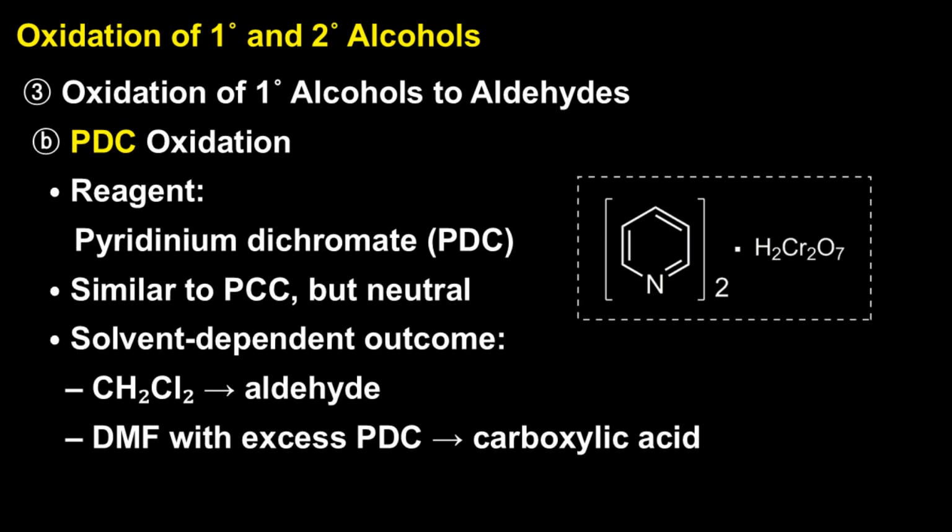Another option is PDC, pyridinium dichromate. It works a lot like PCC, but it's neutral instead of acidic. What really matters with PDC is the solvent. In dichloromethane, it usually stops at the aldehyde, but if you use DMF, especially with excess PDC, it can push further and give you a carboxylic acid. So with PDC, the outcome depends not just on the reagent, but also on the solvent you choose.